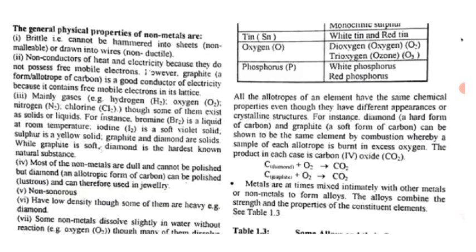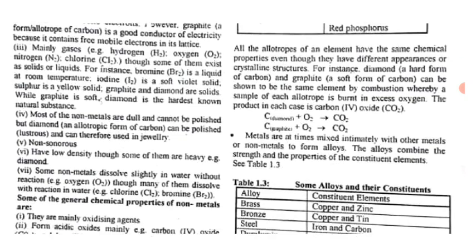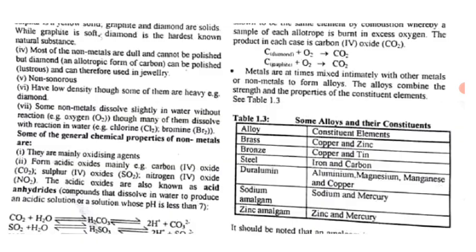For example, diamond, a hard form of carbon, and graphite, a soft form of carbon, can be shown to be the same element by combustion, whereby a sample of each allotrope is burnt in excess oxygen. The product in each case is what? Carbon dioxide. Metals are at times mixed intimately with other metals or non-metals to form alloys.